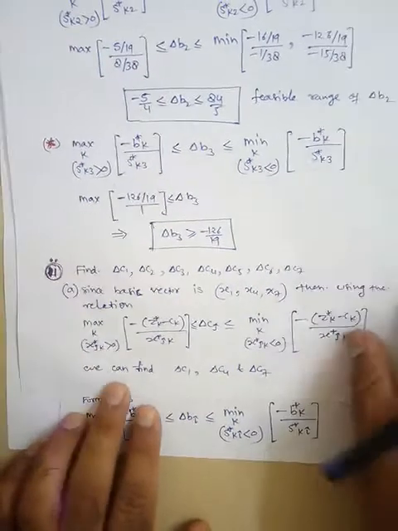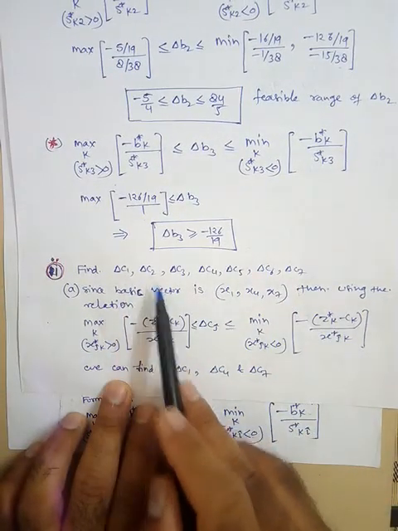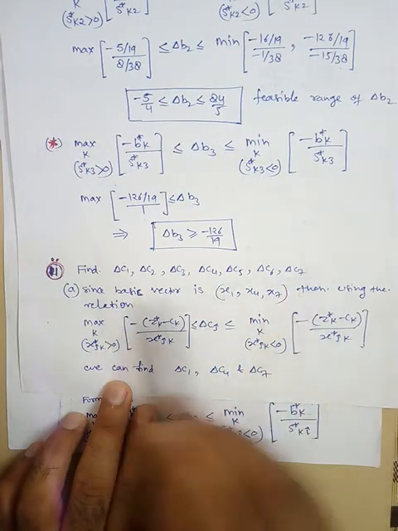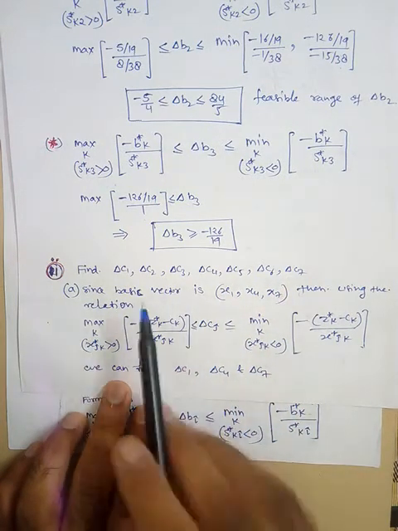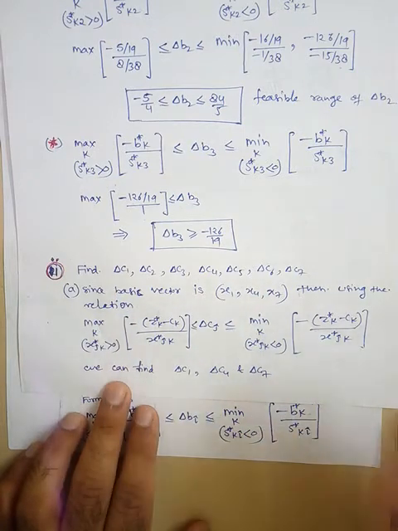Now I will discuss the range of delta c1, delta c2, delta c3, delta c4, delta c5, delta c6 and delta c7. Fine. So we will discuss this range in the next video. Thank you.